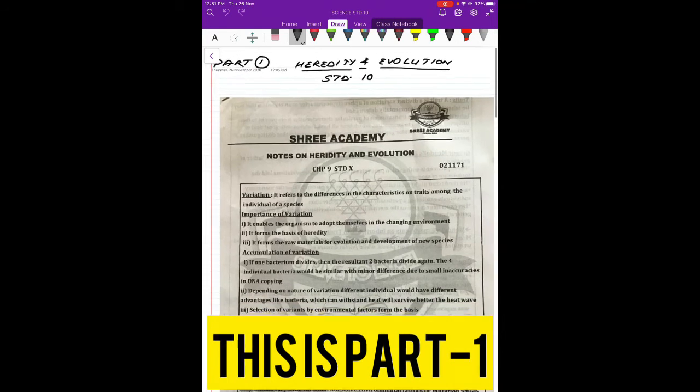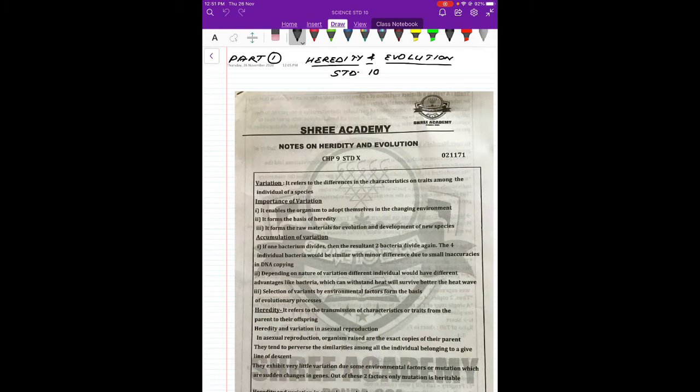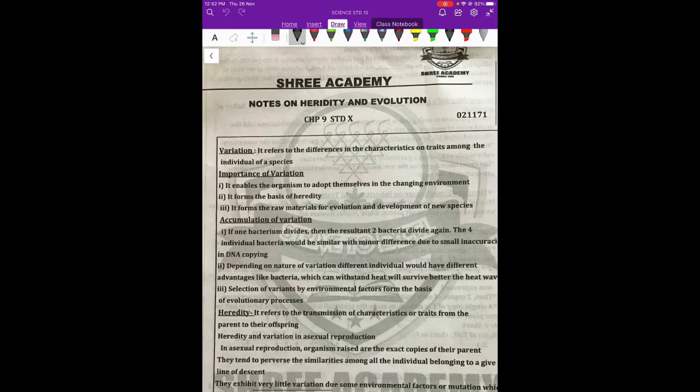This is part 1 of the chapter Heredity and Evolution, Standard 10th Science. Here we are going to learn something about heredity and evolution. They are two different things. So first we'll start with some basic points.